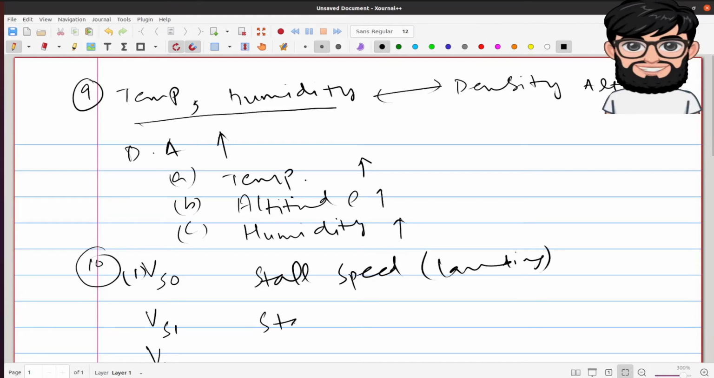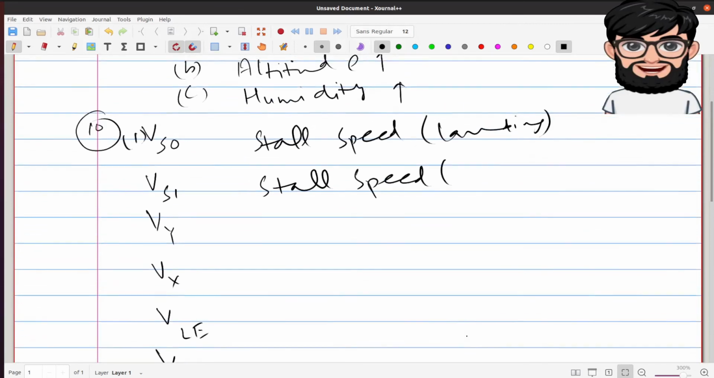This is the stall speed VS1 in a specified configuration. It can be a clean configuration or any specified configuration, where they can tell you that the VS1 at this speed, with the flaps in this position, is going to be the stall speed. So any specified configuration.